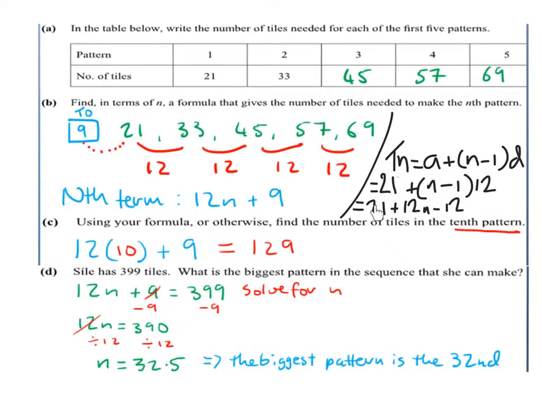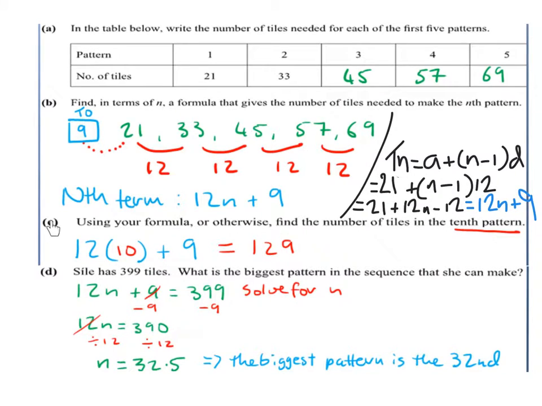So we get 21 plus 12n minus 12, because n multiplied by 12 is 12n, and minus 1 multiplied by 12 is minus 12. And then we simplify. So we have 12n, and then 21, take away 12 is 9. So we get 12n plus 9, which is what we had over here as well.